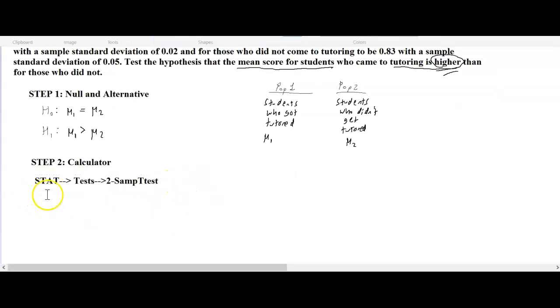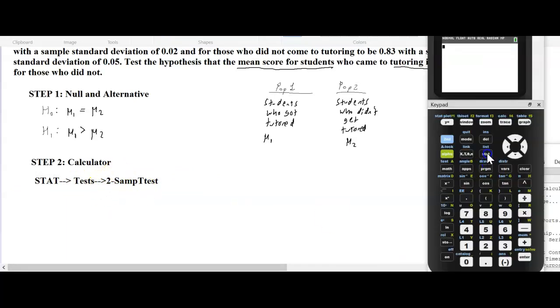So we're going to follow this pathway on our calculator. Stat, test, 2 sample t-test. So we start with hitting the stat button. We click over to test, and then we scroll down to 2 sample t-test. And that's because we use a t-test when we're handling situations where the population standard deviation is not known. And in this case, it's a 2 sample t-test since we have 2 populations that we're comparing.